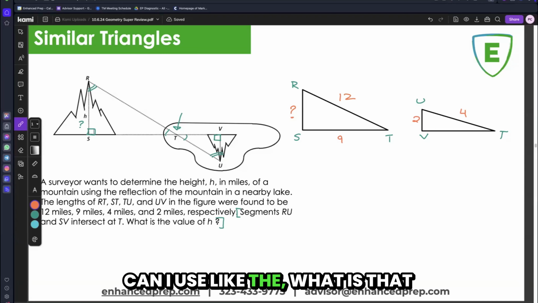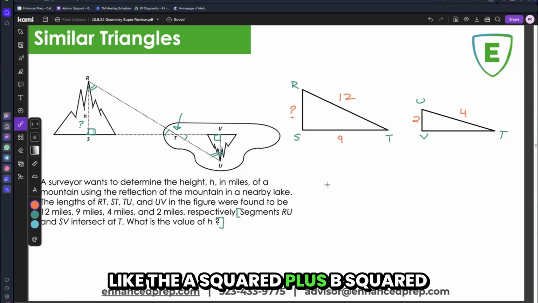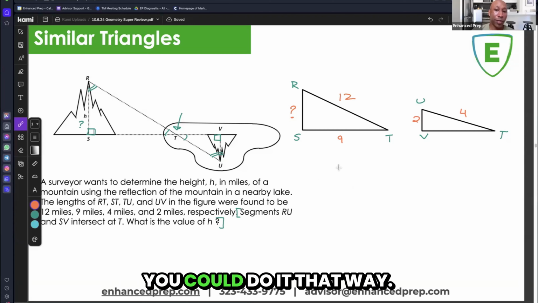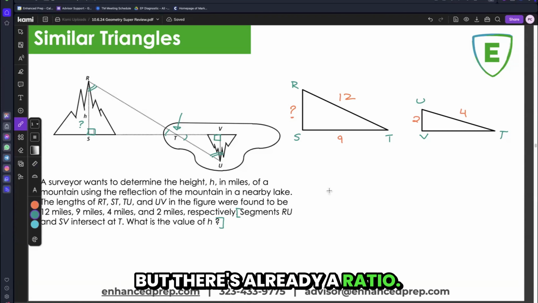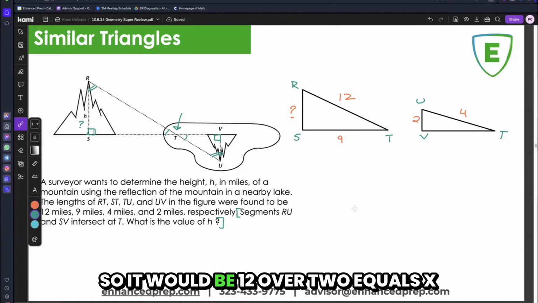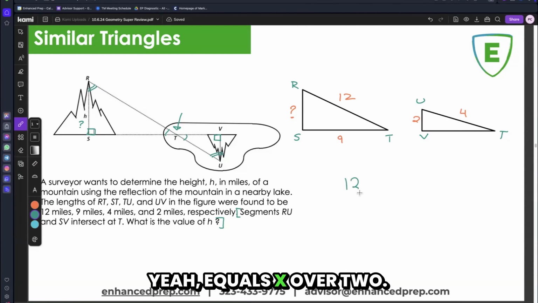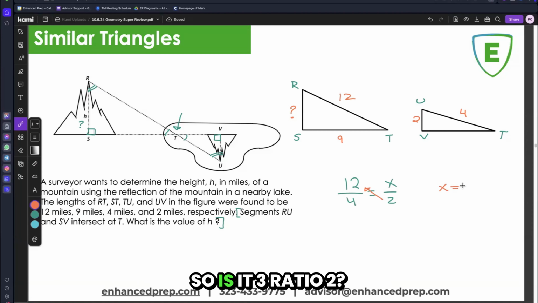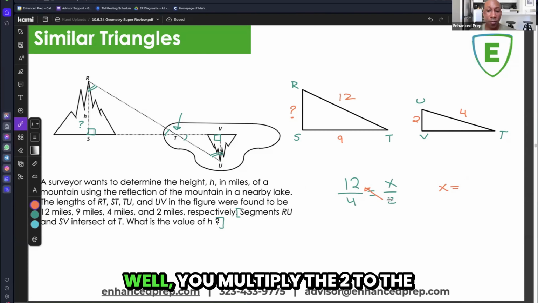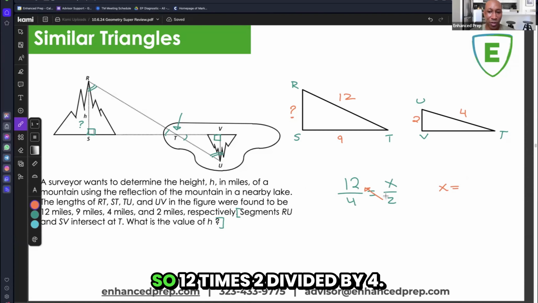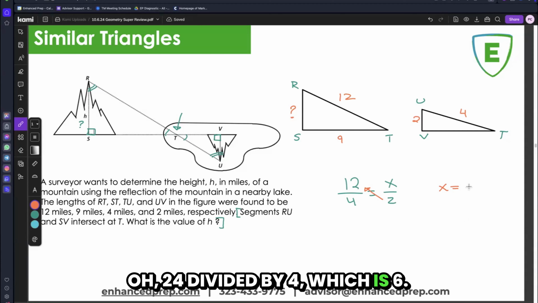Can I use like the, what is that called? Like the A squared plus B squared equals C squared? You could do it that way. Oh, but then there's already a ratio. Okay, I see. So it'll be 12 over 2 equals X over 2? 12 over what? Over 4. 12 over 4. Yeah, equals X over 2. Is the ratio 3 to 2? Well, you multiply the 2 to the other side. So 12 times 2 divided by 4. What does that give you? Oh, 24 divided by 4, which is 6. There we go. Right.